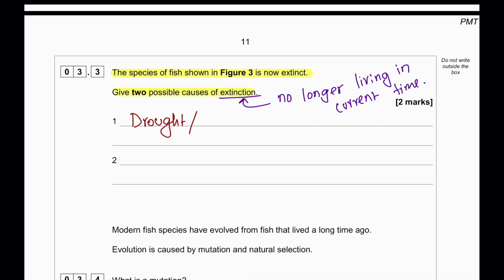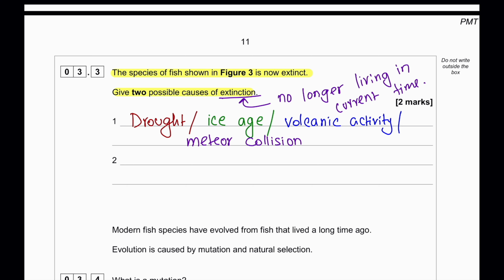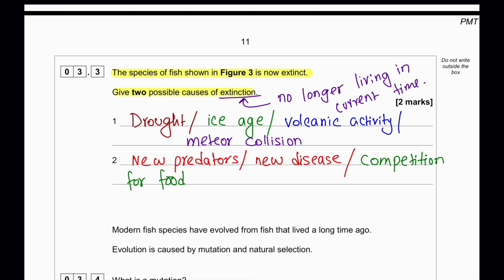One of the points, because it's a fish, is that drought can kill it. Other things that we can write are ice age, volcanic activity, asteroid collision, all right. New predators got introduced or new diseases killed them off, maybe competition for food, competition for mates, or lack of habitat. I'm just going to mention a few. You just need to choose two of them, whichever suits your ability to write, and then write that.